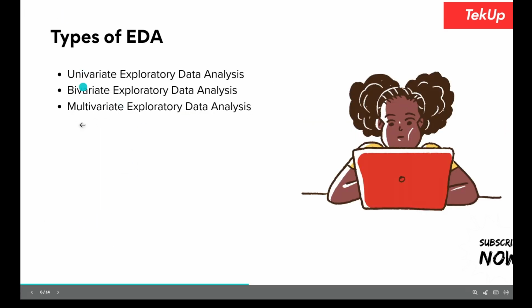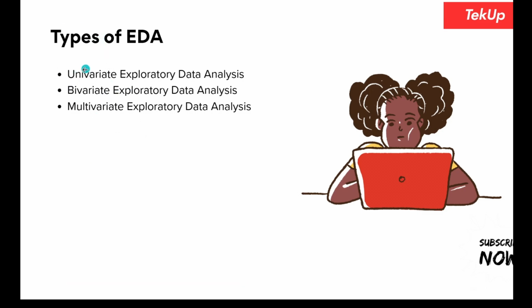Now let's look at the types of EDA. We have three types of EDA. Number one is univariate exploratory data analysis. Number two is bivariate EDA. And the third is multivariate EDA.